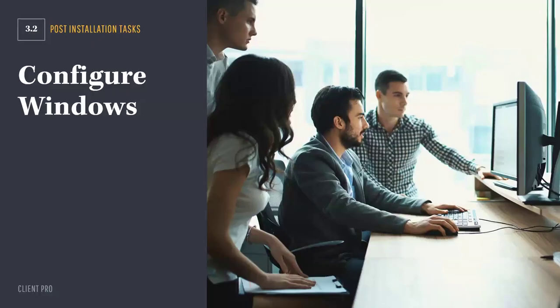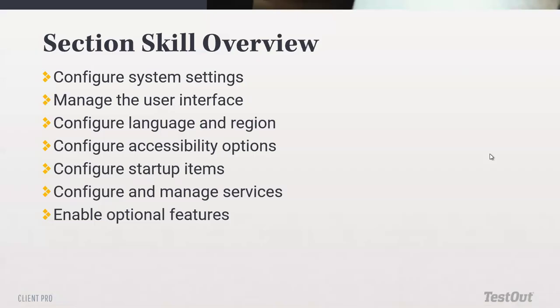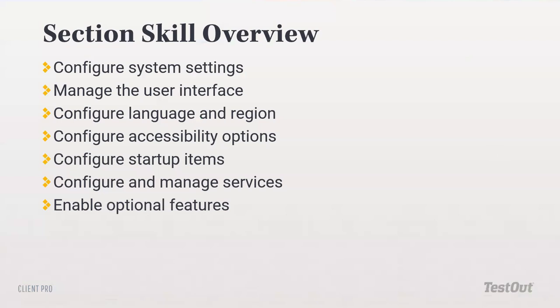This is Professor Geisler at Sumner Server College, and this is your short video lecture about Section 3.2, Configure Windows for CISN 301 using the TestOut Client Pro version 8.0 curriculum. We're dealing with Windows 11 primarily, and in this section, you will learn about configuring system settings, user interface or GUI management, and then configuring other regional settings, what to start up, services, etc.